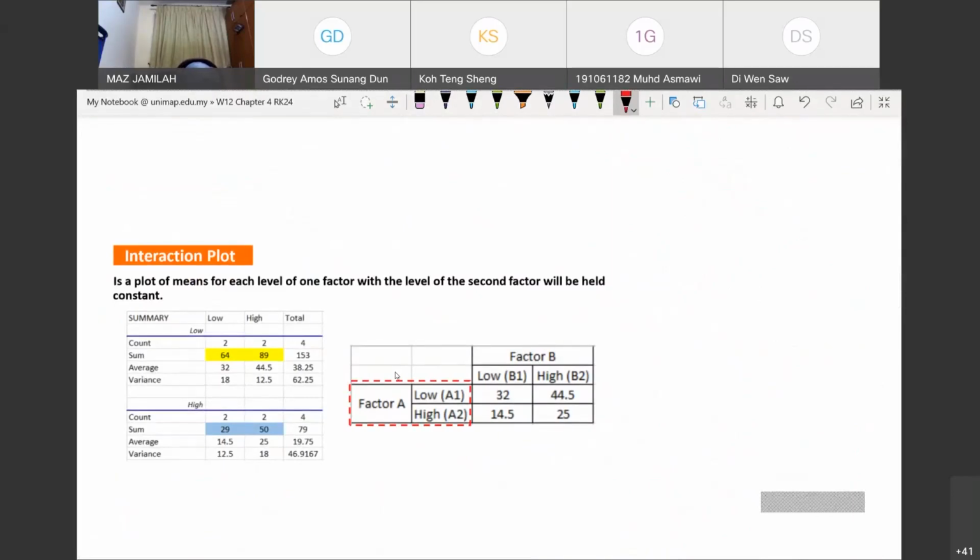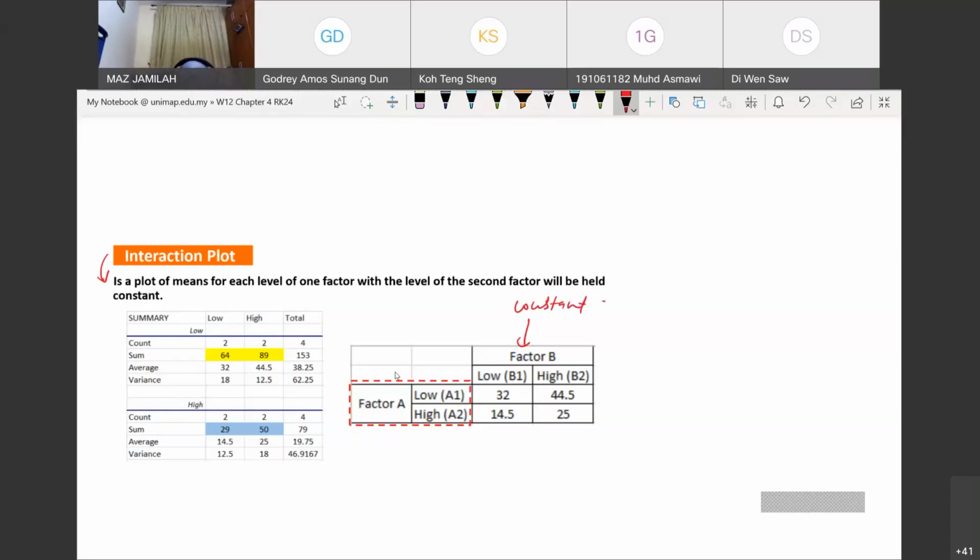Remember class, this is the summary of your ANOVA table just now. If you are asked to draw your interaction plot, this is how we can draw it. What is an interaction plot? An interaction plot is defined as a plot of means for each level of one factor with the level of the second factor held constant. That means if you are talking about factor A and factor B, if you are talking about the factor level of factor A, then the second factor will be constant.